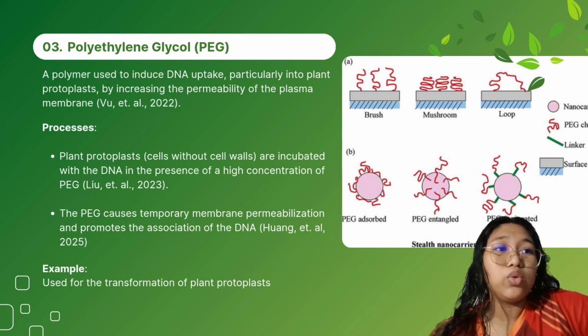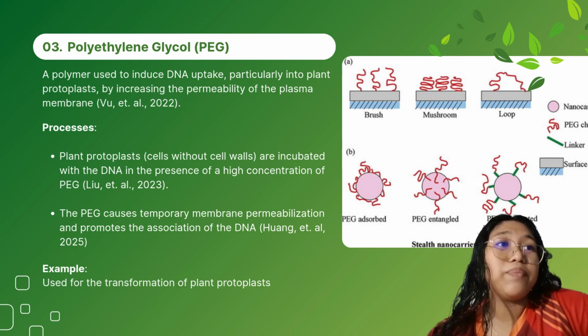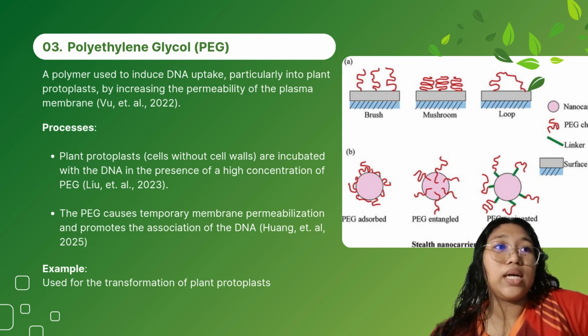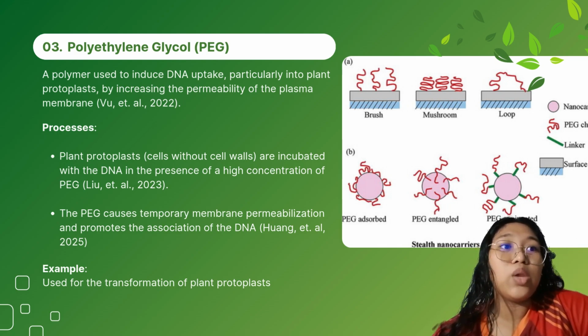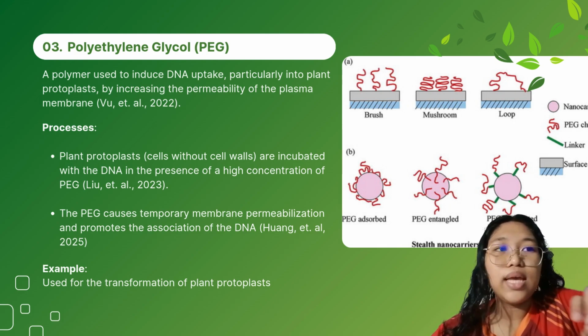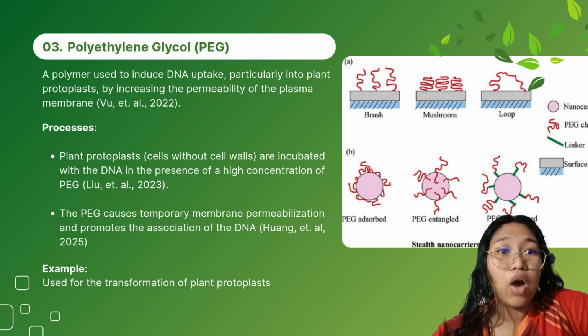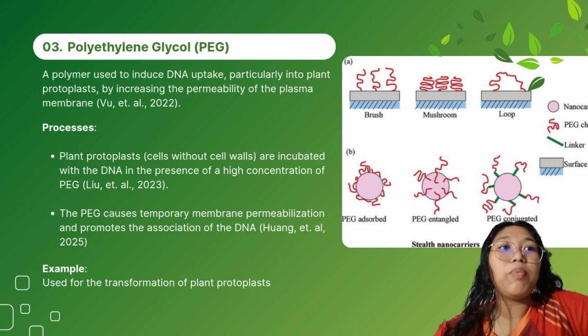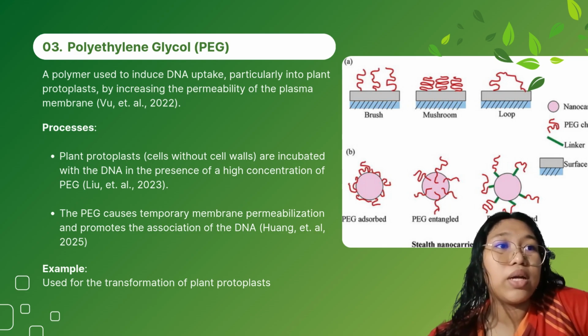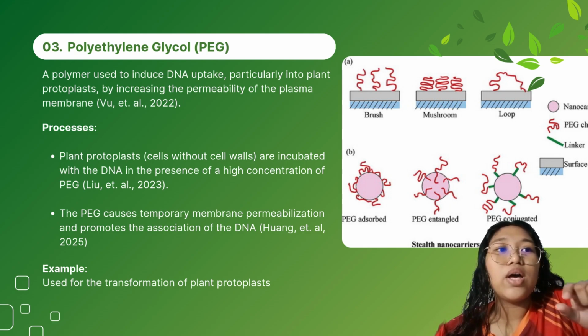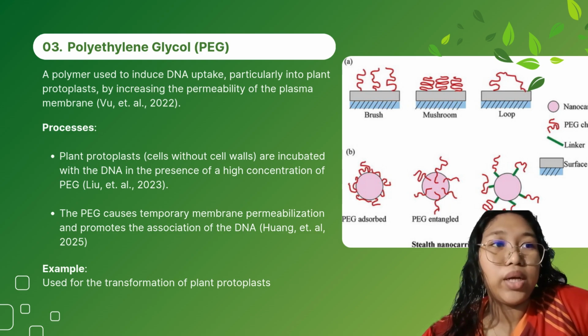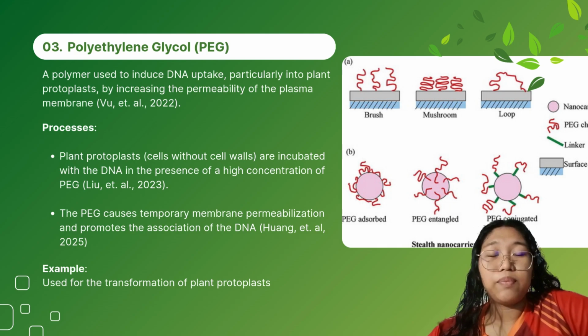Now, according to Lu et al. 2023, these plant protoplasts, or the cells without cell walls, are incubated with the DNA in the presence of a high concentration of PEG or polyethylene glycol. Now, this polyethylene glycol causes temporary membrane permeabilization and promotes the association of the DNA with the cell membrane, facilitating its uptake.